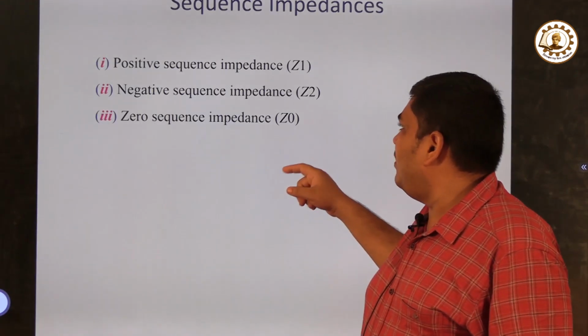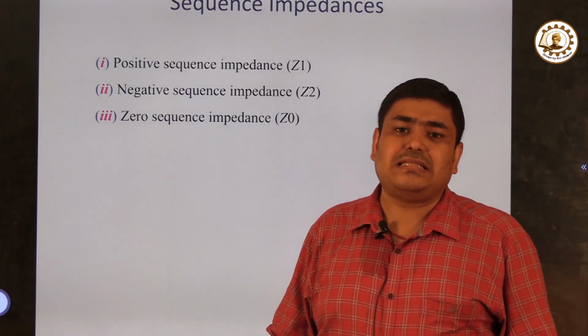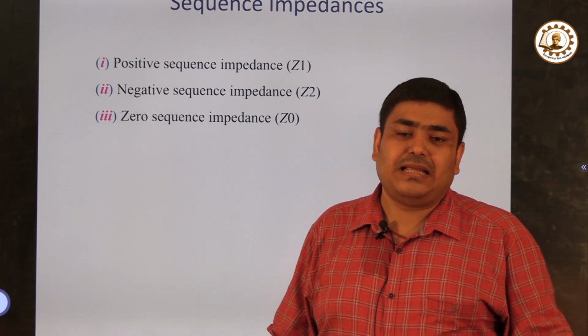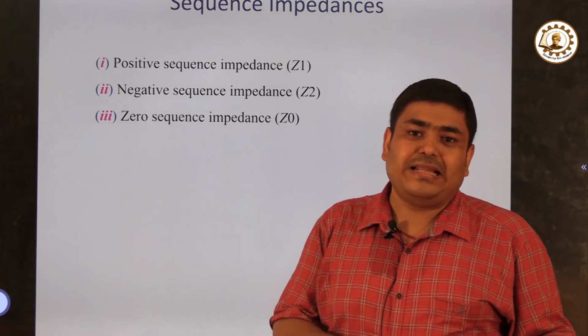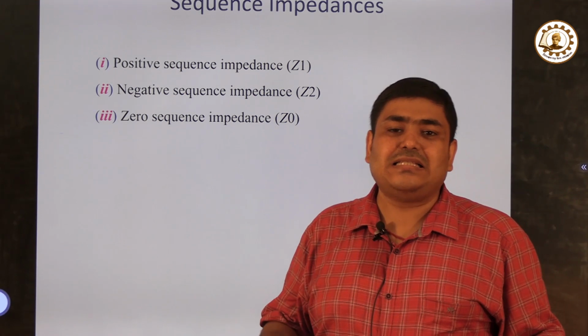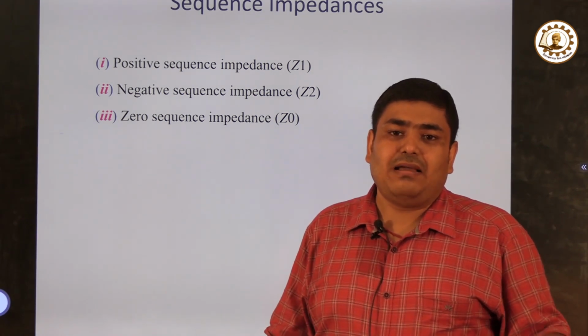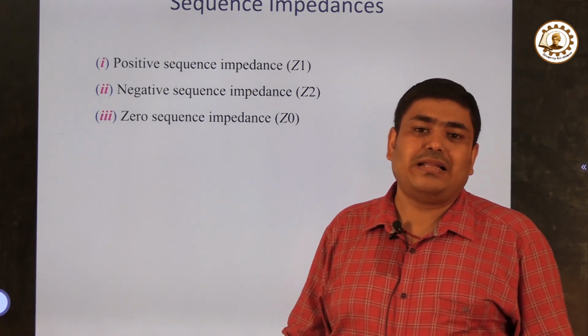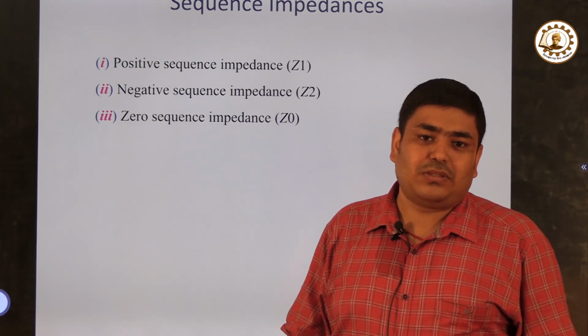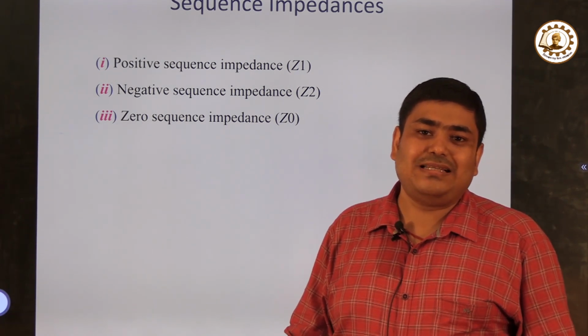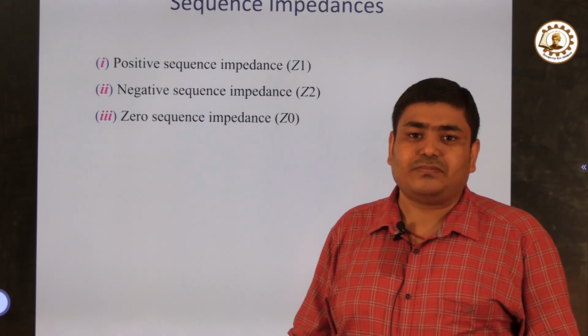In the unsymmetrical fault, you have seen that there are three separate components: the positive sequence component, negative sequence component, and zero sequence component. Here, the sequence component is applicable for both current and voltage. I have already discussed this in the last class.